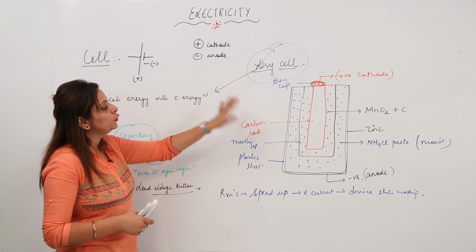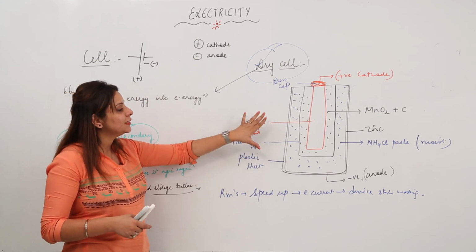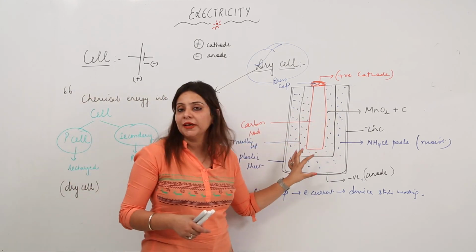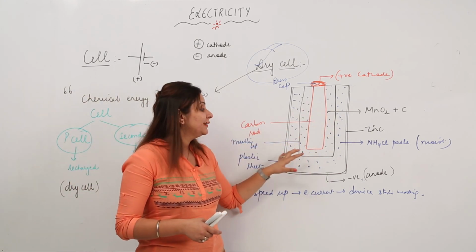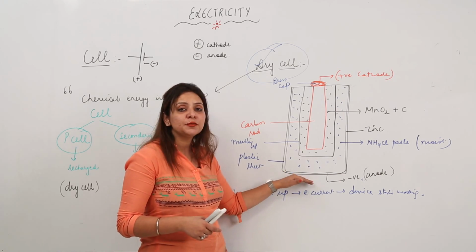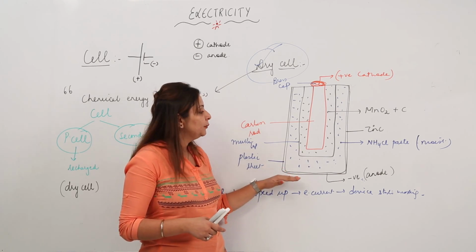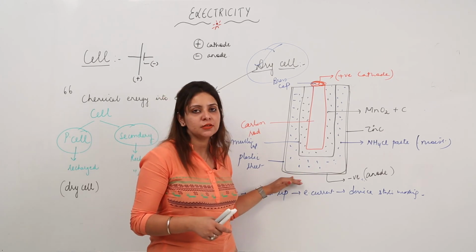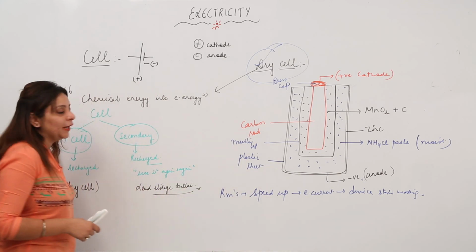And moreover, when you are using this kind of cell, once the electrolyte or the material which is present in it gets used up, it cannot be recharged, so that means its lifespan is only once. You can use it only once, not again and again. You cannot recharge it. Therefore, it is called a primary cell.